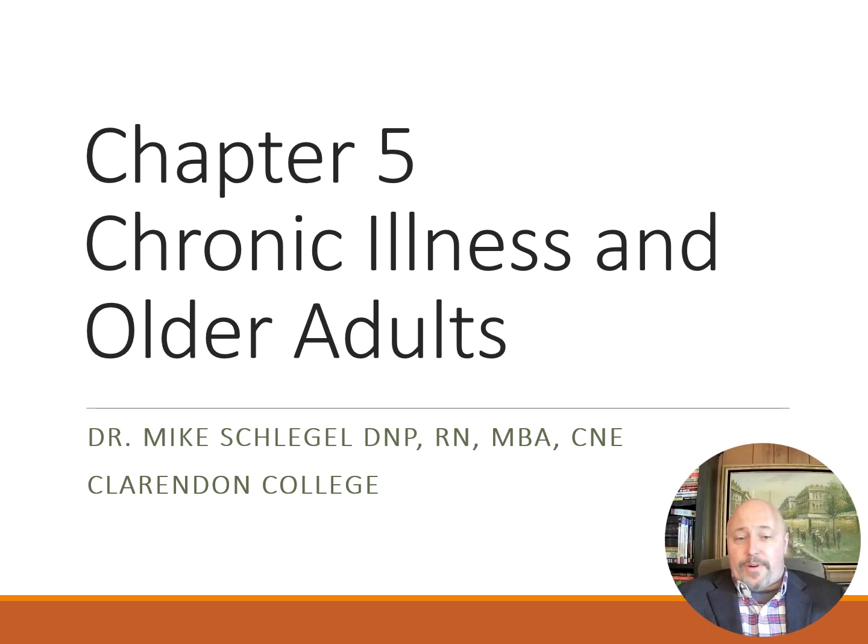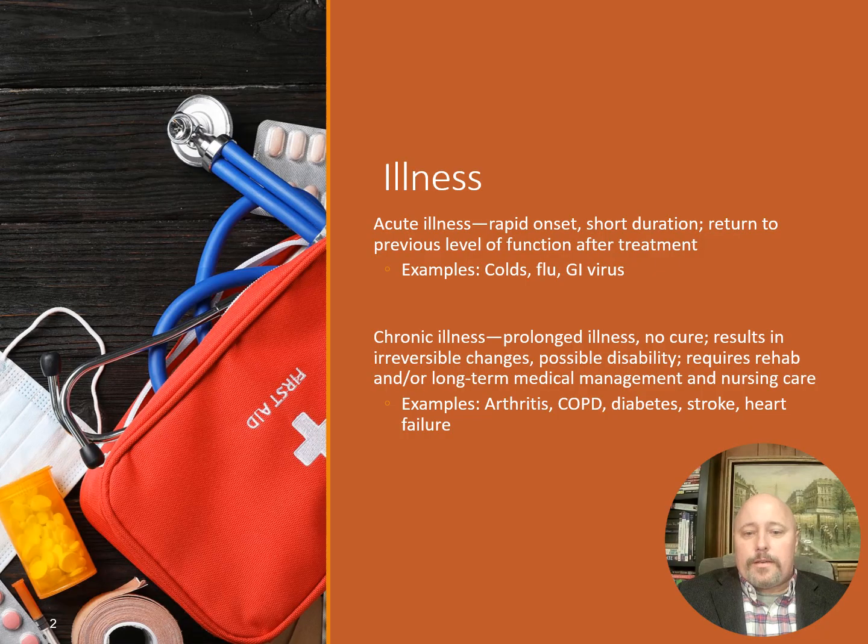Let's talk Chapter 5, Chronic Illnesses and Older Adults. What is the difference between an acute illness and a chronic illness? An acute illness has a rapid onset, often a short duration, and a return to the previous level of function after treatment, such as colds, flus, GIs, minor viruses.